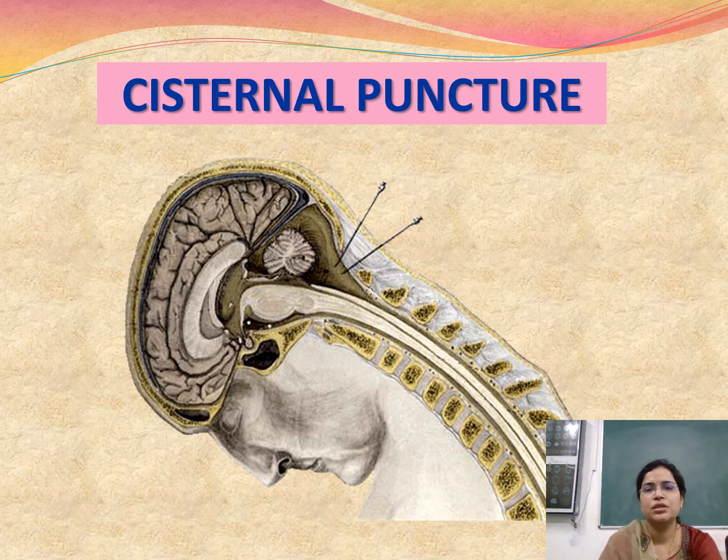Now here is the cisternal puncture. Suppose there is a contraindication for lumbar puncture, or the lumbar puncture procedure fails, then there is the cisternal puncture. Through the suboccipital triangle, the needle is placed in the cistern, and that is called the cisternal puncture.